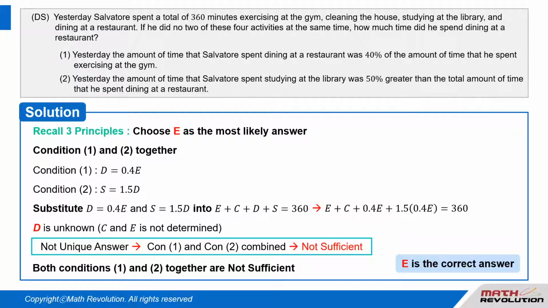When there are more than 3 variables in the question, it is most likely that E would be the answer. Therefore, always check both conditions together to save time. Answer: E.